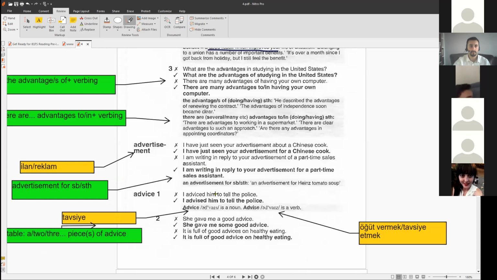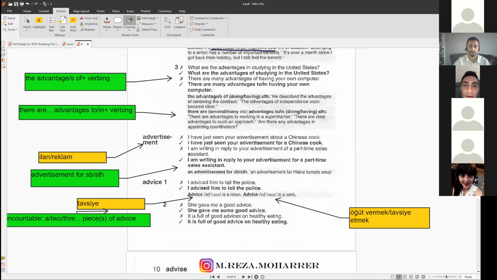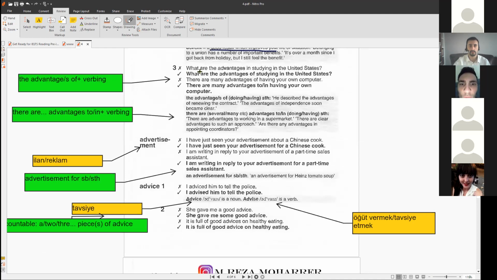Next word, number 3. Who wants to read this part? Number 3. Ready, sir. Yes, please. Number 3, right? Yes, please. What are the advantages in studying in the United States? What are the advantages of studying in the United States? Okay, let me correct your pronunciation, Altan.